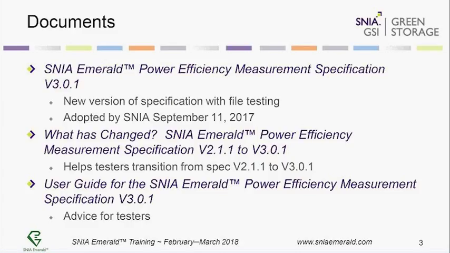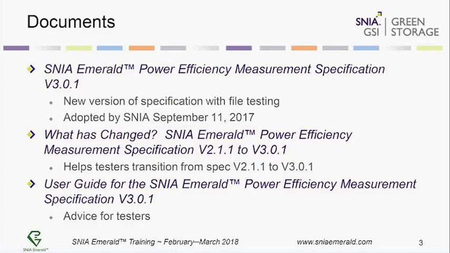The second document is called What Has Changed, SNIA Emerald version 2.1.1 to version 3.0.1. And it walks you through what has changed in the specification between these versions. So that's to help those who have been doing testing against 2.1.1 to transition to 3.0.1. And we think that that's a useful tool for anyone making that transition. If you're new to Emerald testing with version 3.0.1, it probably doesn't help you a great deal.